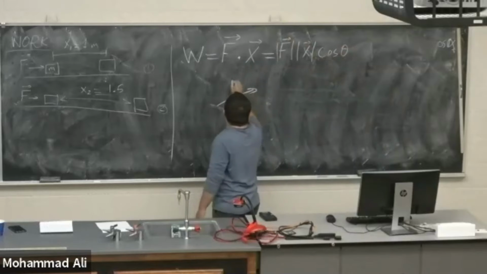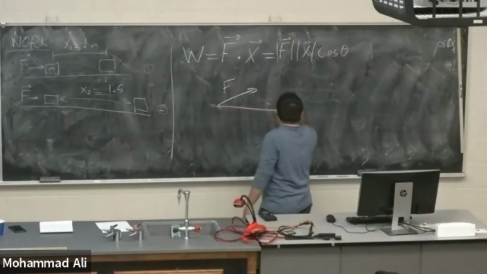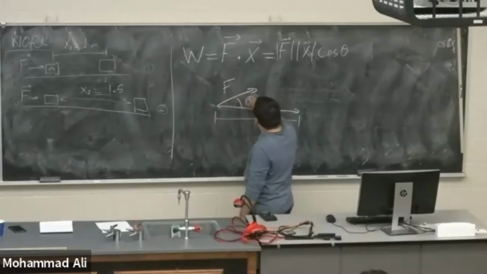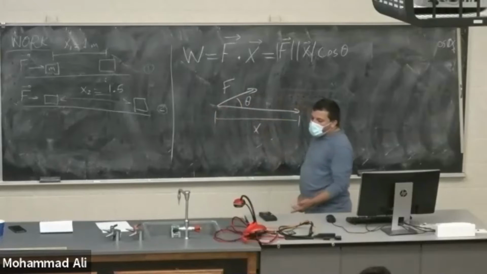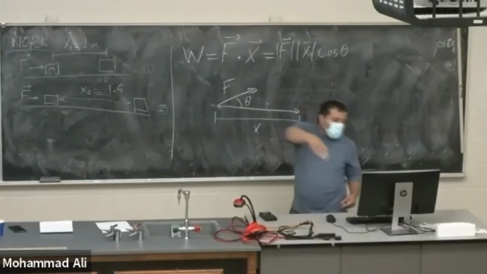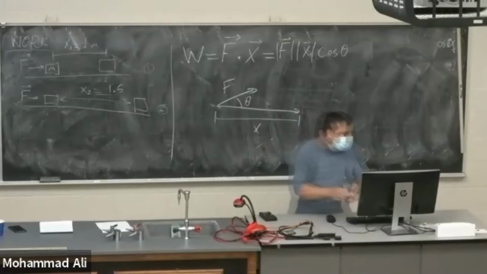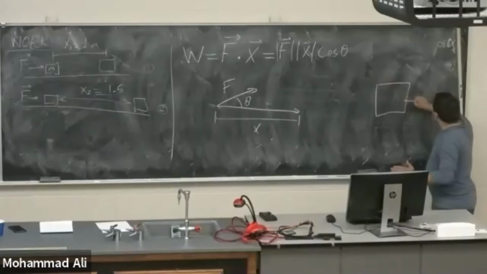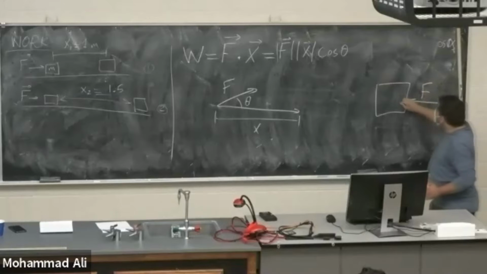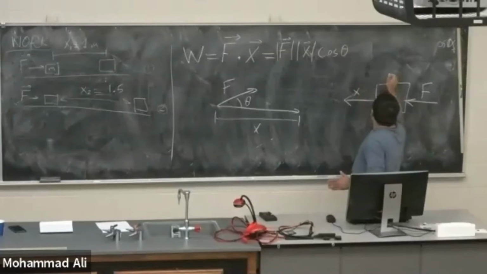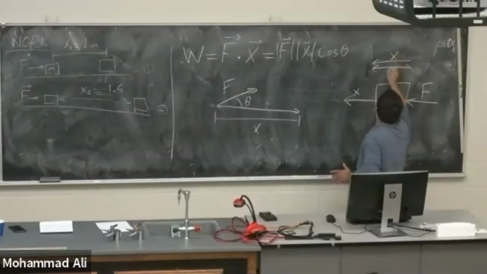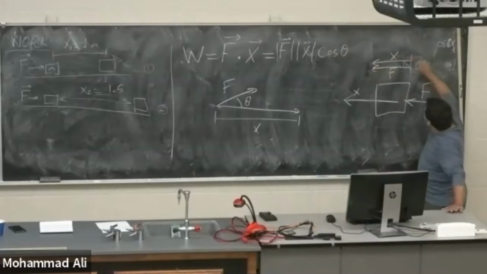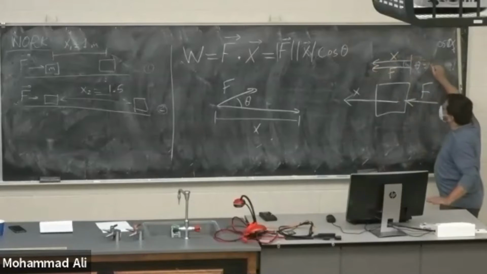For example, this is the force, and the object moved in this direction. This is the angle between them. How can we do that? It's simple. I am acting by a pulling force on the screen now. This is the force, and this is the distance, x. How is the angle between x and F? It is 0, right? Theta is equal to 0.